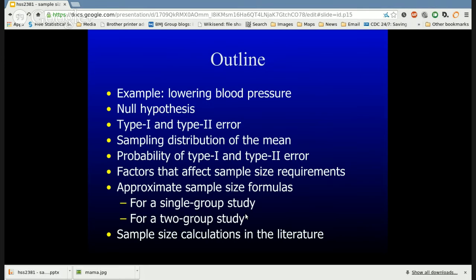So first, the outline of what we'll talk about today. We're going to do an example, and the example is a drug which purports to lower blood pressure. We're going to state our null. We're going to talk about type 1 and type 2 errors, which you guys all know about already. We're going to look at the sampling distribution of the mean. Remember that thing? We talked about that briefly. We're going to go over that again. We'll look at the probability of the type 1 and type 2 errors, and we're going to compute the sample size based upon a simple formula that I will give you. And lastly, we'll look at the famous effect size sample size calculations. This stuff down here, sample size from literature, we won't bother with because time is short.